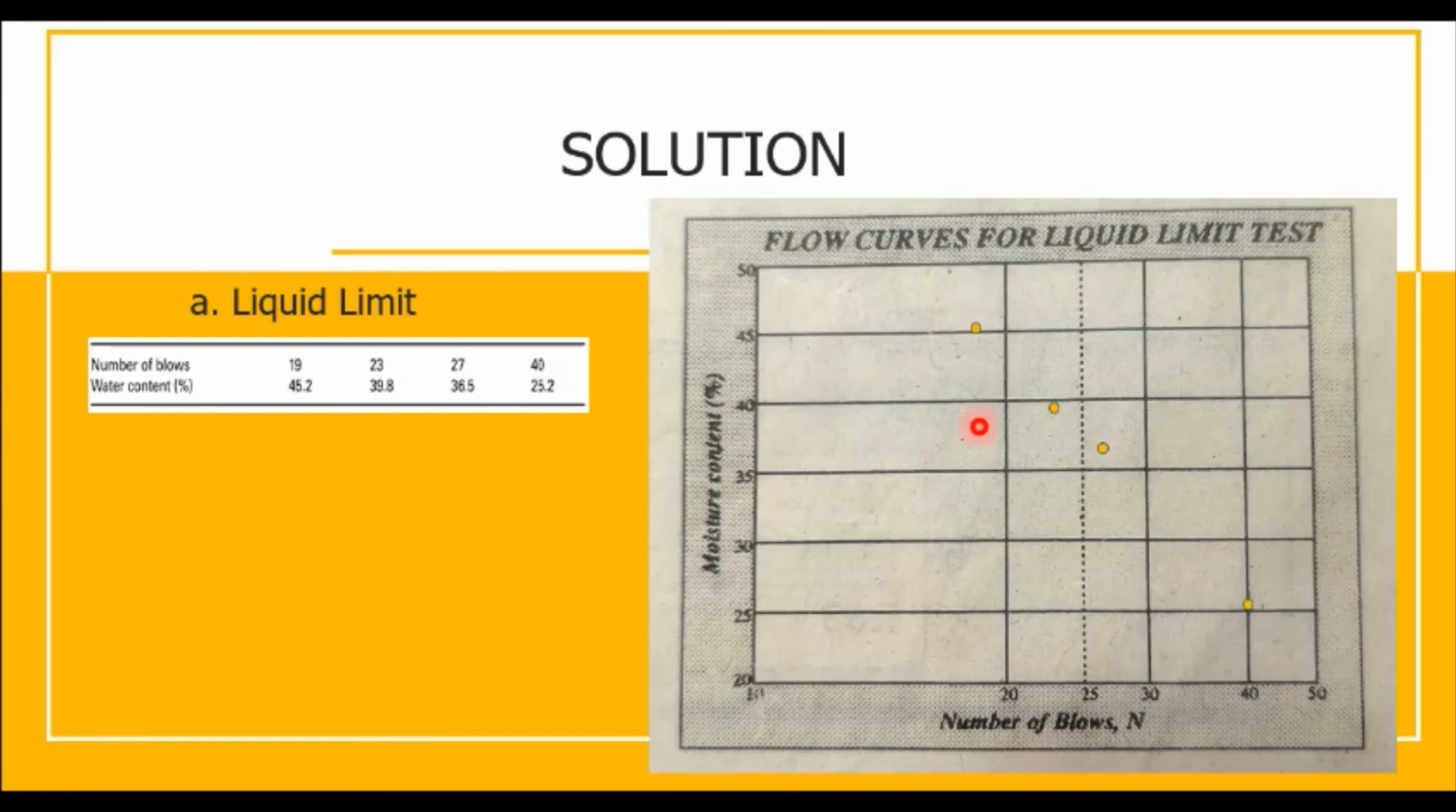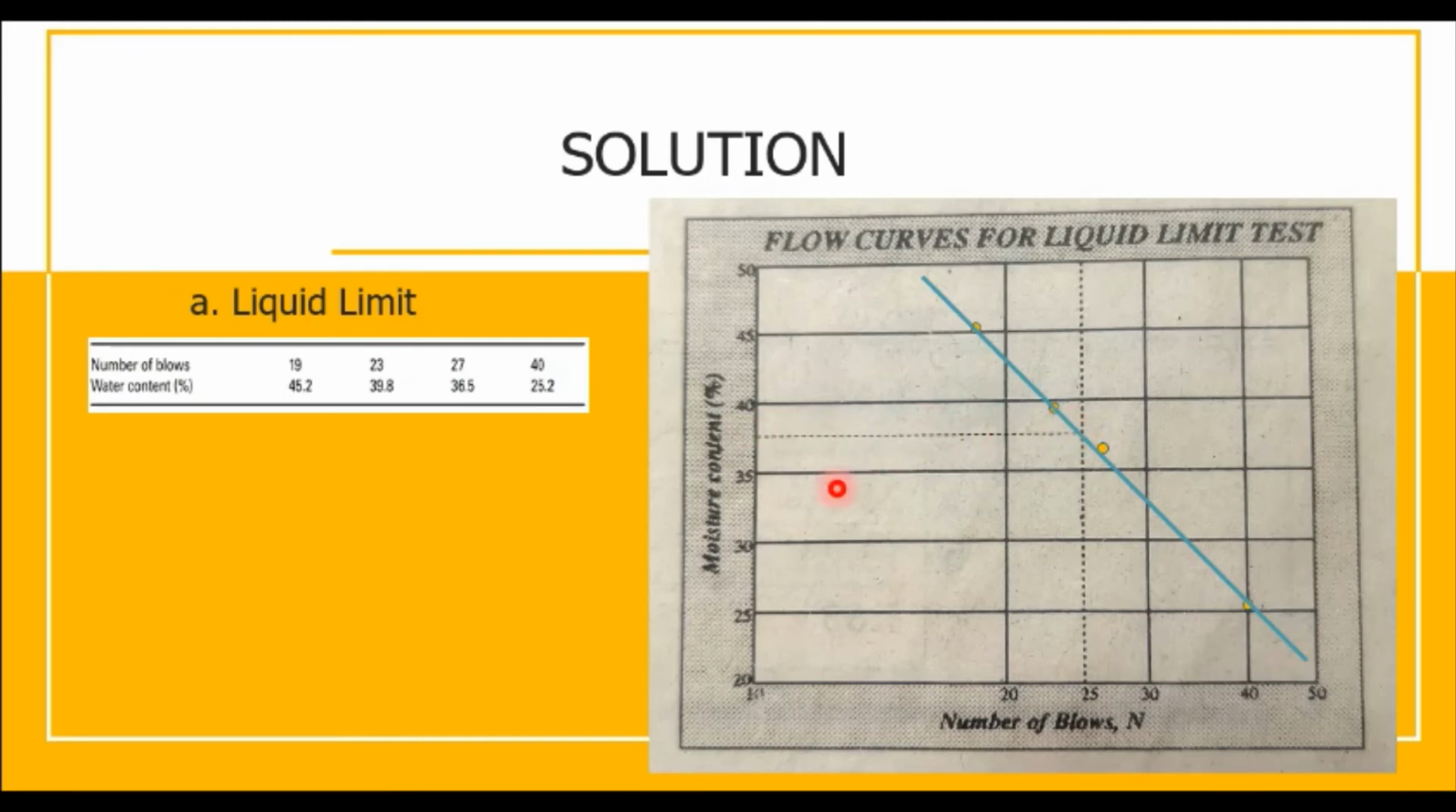So let's graph the last point. And then, we draw a straight line. Again, the straight line is the flow curve. And para makuha natin yung liquid limit, it is the moisture content at 25 blows. So, ito, ang moisture content ng ating lupa ay about 38%.